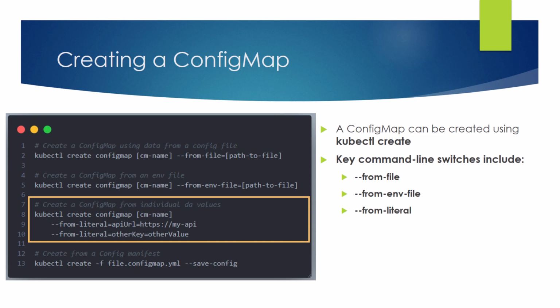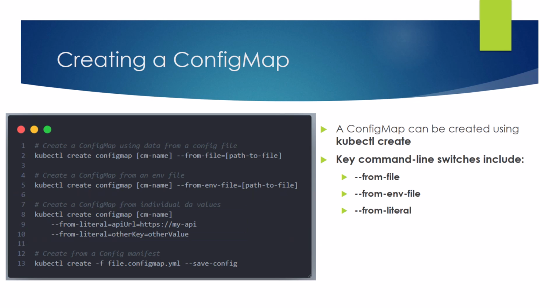So you will notice this from dash literal command line switch, and then the API URL would be the key, and the HTTPS URL value would be the value for that key, of course. And then you could see I have another one with other key and other value.